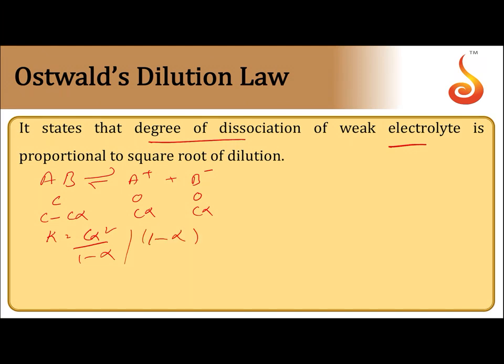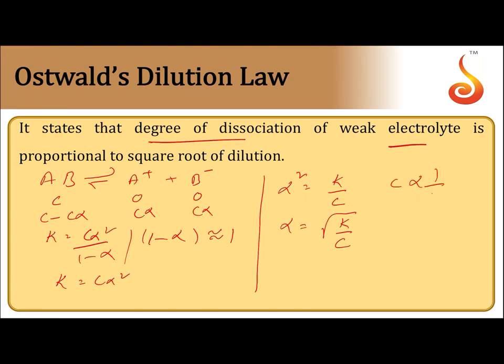If it is a very much weaker electrolyte, 1 minus alpha can be taken as nearly equal to 1. In such a case, K becomes equal to C alpha square. Therefore, alpha square is equal to K by C. Alpha is equal to the square root of K by C.